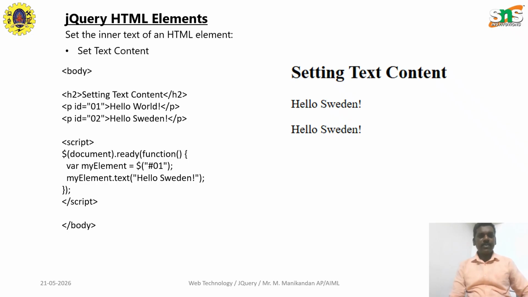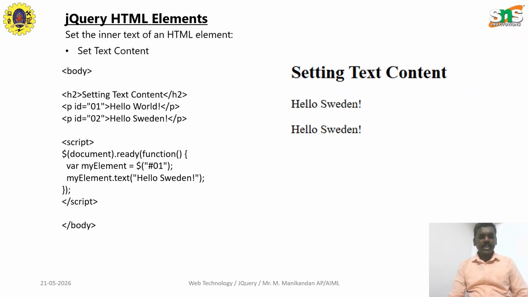Here we have the jQuery HTML element method to set the inner text of the HTML element, that is, setting text content. Here we have one header tag and two P tags. The first will have the ID of 01 and the second will have the ID of 02.